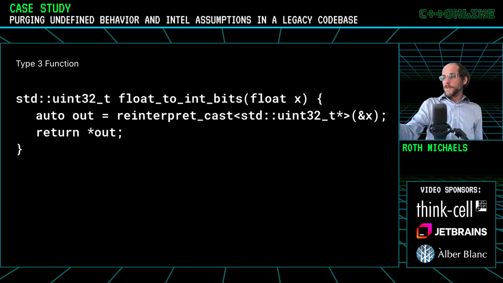Union type punning. Another one is type punning with the reinterpret cast, where what this function does is take the address of x as a pointer, cast that from being a float pointer to an unsigned integer pointer, and then dereference the value of that to return. And this is undefined behavior because you're not allowed to access an object through a pointer of a different type. And the correct solution would be to use memcpy or bitcast for these kinds of maneuvers.